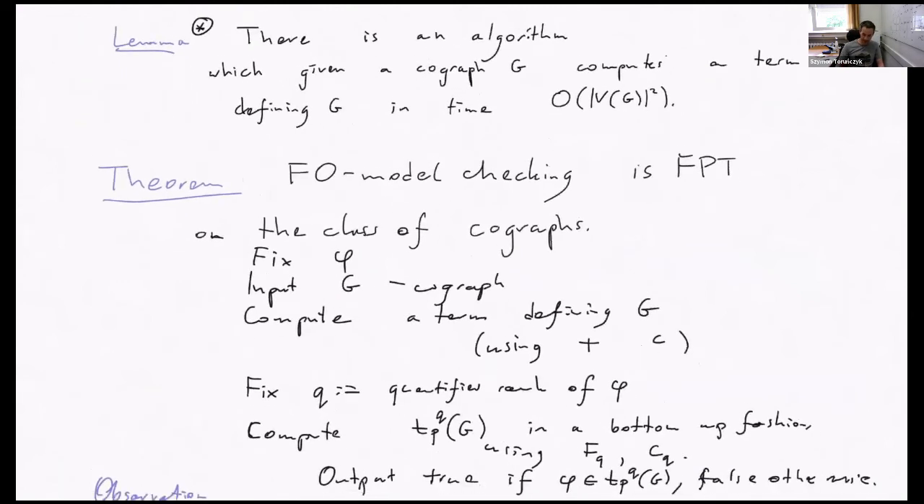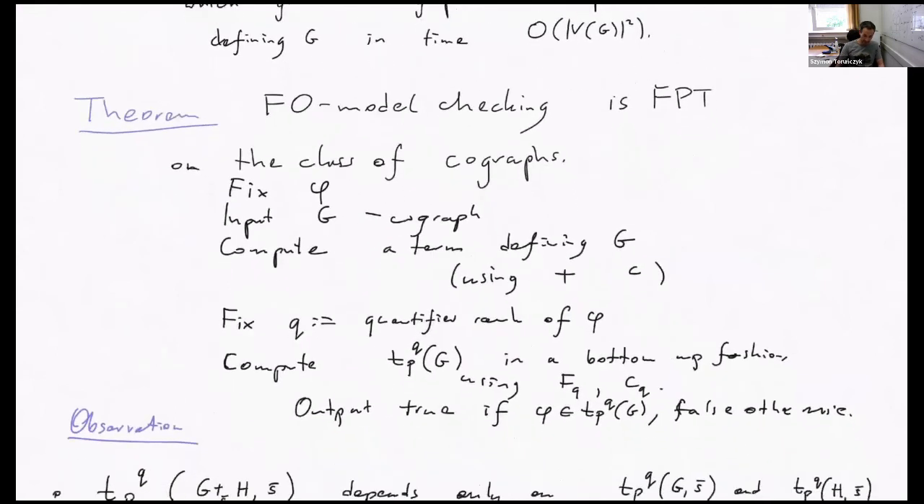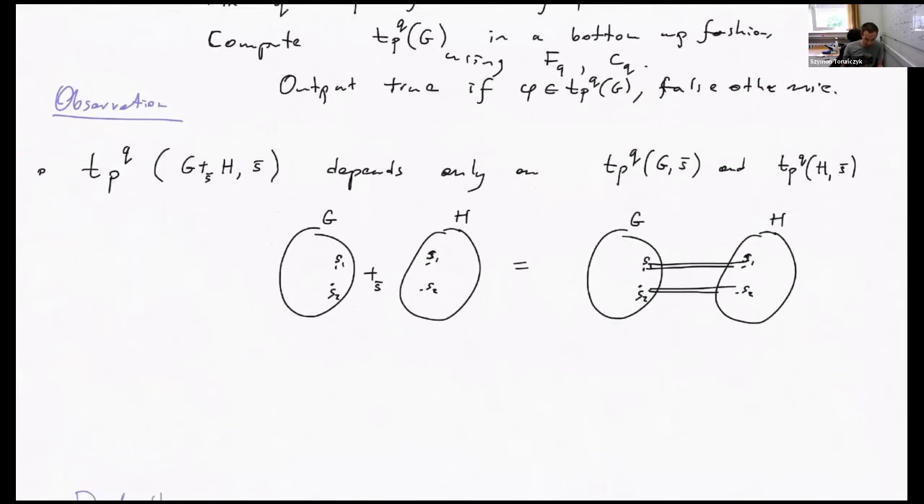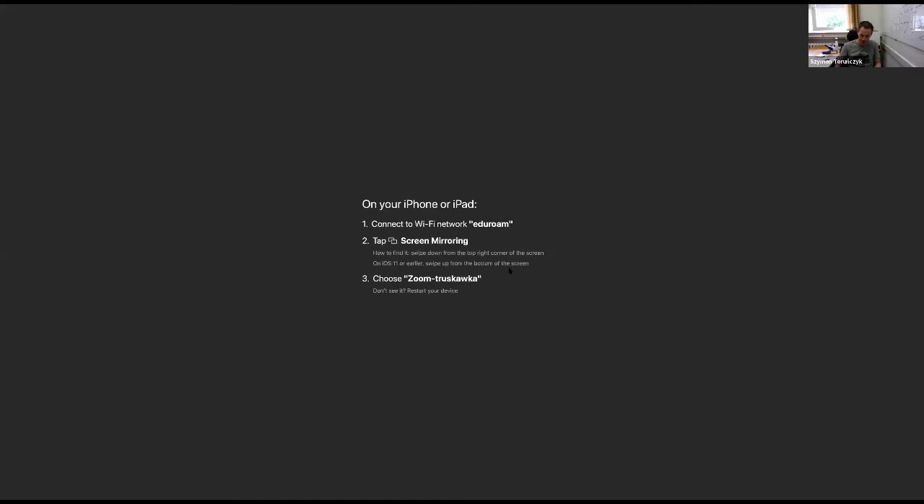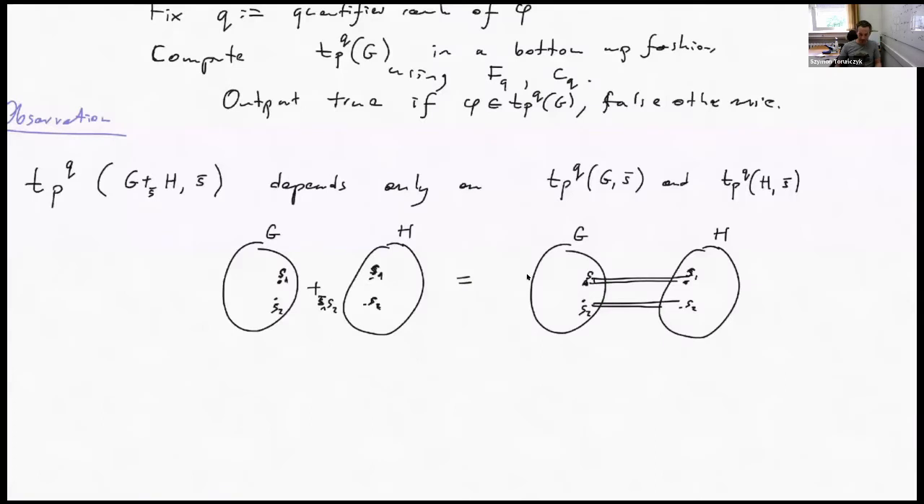Okay, so this composition method can be extended in multiple ways. Here's one possible way: instead of taking disjoint union, we can take a sort of amalgamated union. So we have two graphs, G and H. Here we have two vertices, S1 and S2, and here we have two vertices, also denoted S1 and S2. And we take this amalgamated union along S1 and S2. It's essentially like the disjoint union, but then we say that this vertex S1 is equal to this vertex S1 here, and this vertex S2 is equal to the vertex S2 here. After taking the disjoint union, you identify two of those vertices from here with two vertices from here.